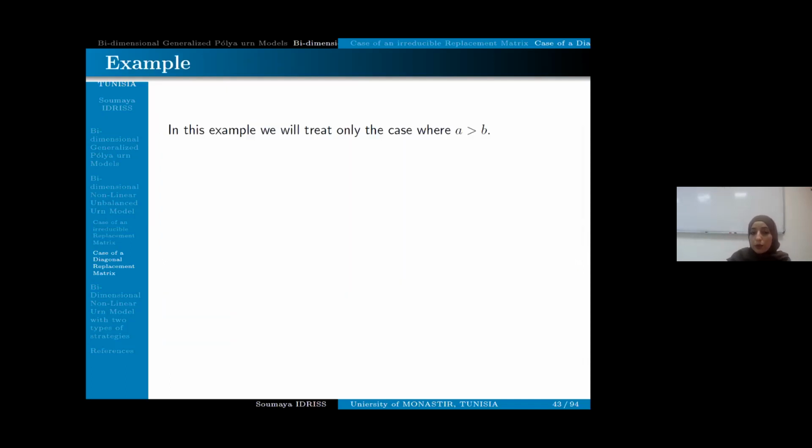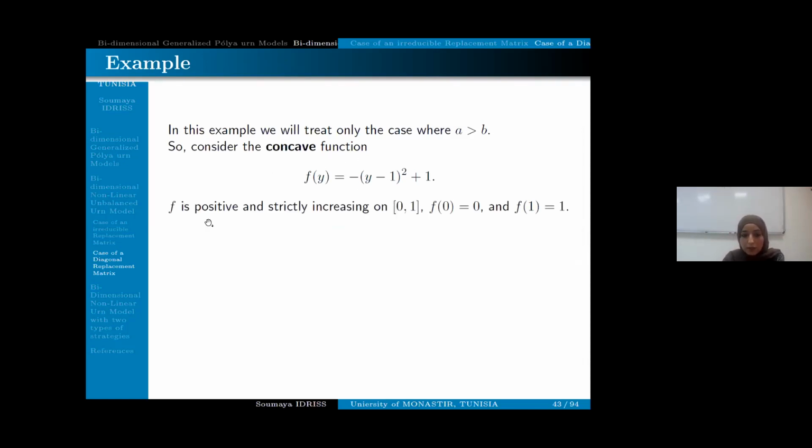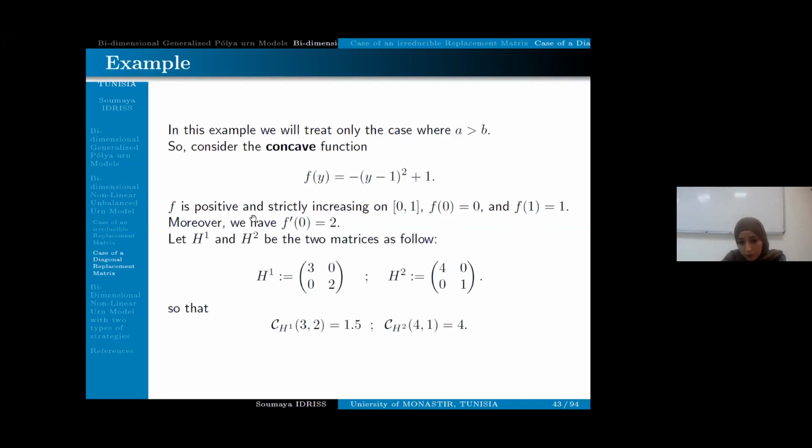In this example, we will treat the case where A is greater than B, as I said before, that the two cases are symmetric. So we consider this concave function. This function satisfies our conditions, which are positivity, strictly increasing on (0, 1), equal to 0 at 0, and equal to 1 at 1. Plus, we have that f prime 0 equals 2. So using these two matrices, we have these two quantities. The first quantity, which we call CH1, depends on A and B. The second quantity is given by CH2.